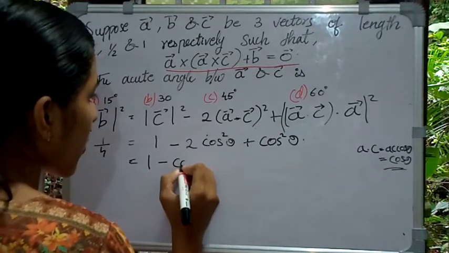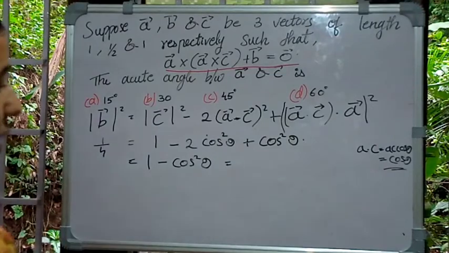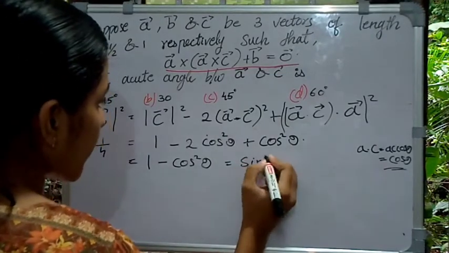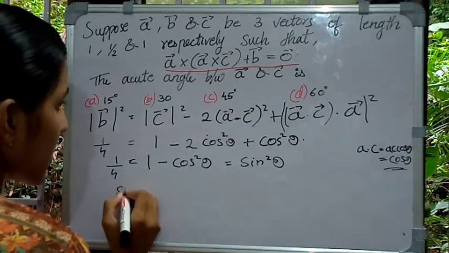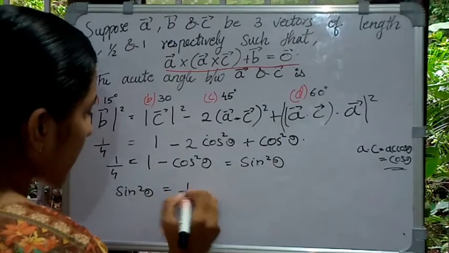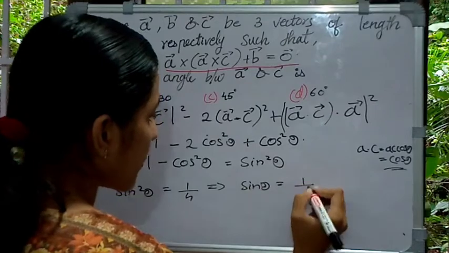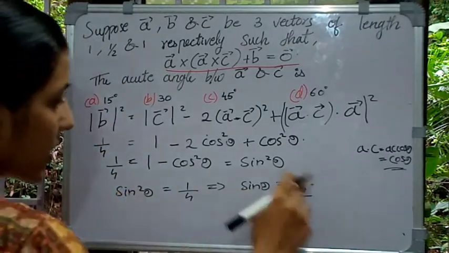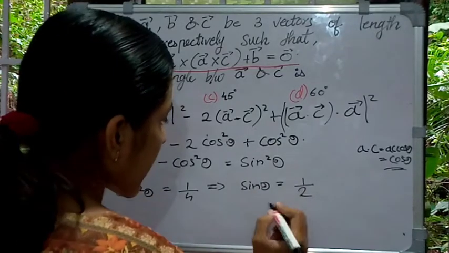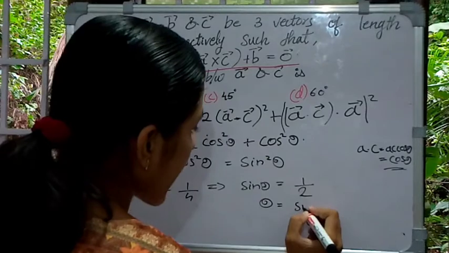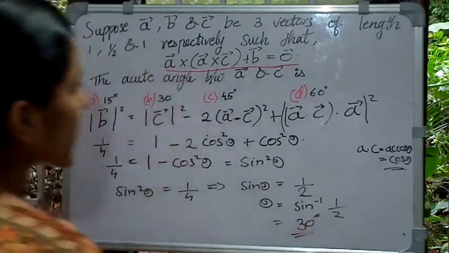minus cos square theta. We have learned that 1 minus cos square theta is sin square theta, which is equal to 1 by 4. So, sin square theta is equal to 1 by 4, which implies sin theta will be equal to 1 by 2. As we have taken the square to the right side, we get root of 1 by 4, which is 1 by 2, and hence we will get theta value is equal to sin inverse of 1 by 2, which is 30 degree. So the correct answer is option B.